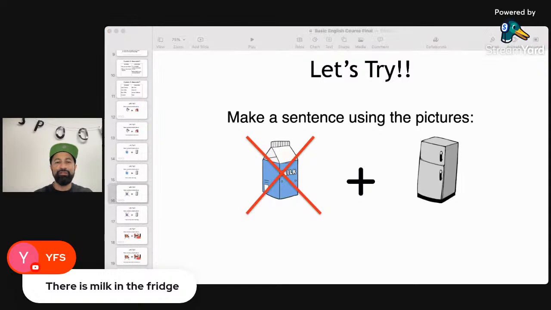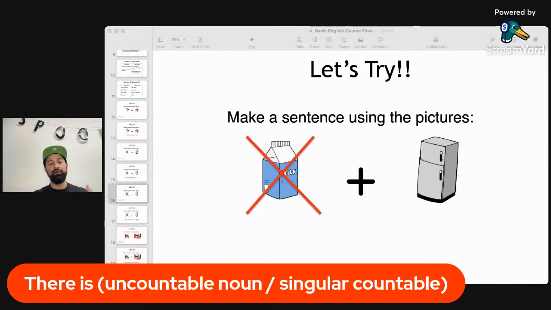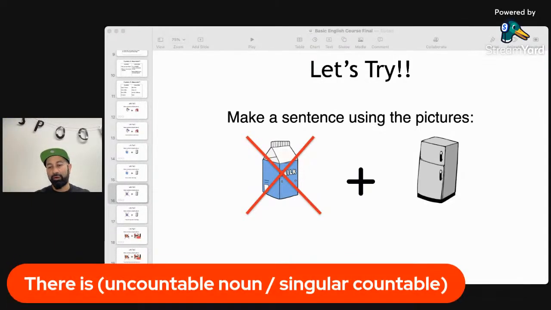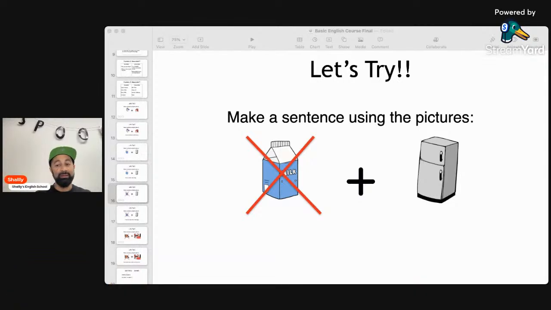Now, whenever you see an X, that means I want you to use a negative sentence. I want you to use the word not. Okay, so I want you to use the word not in that situation. Remember, you can be using there is, there are, but we are going to be doing negative in this situation.